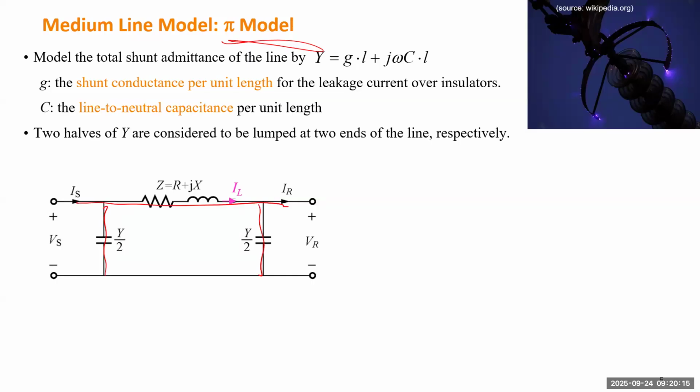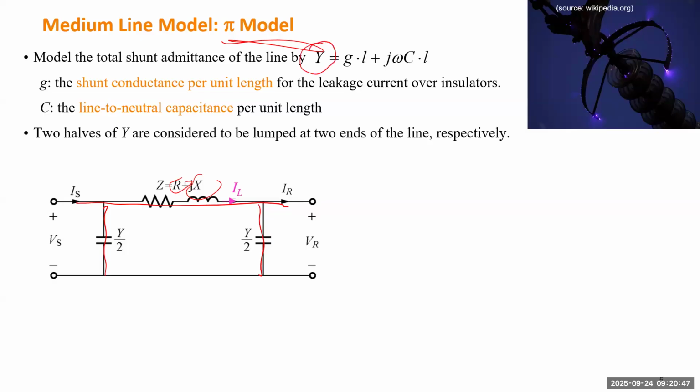So it has a series resistance and a series reactance. The resistance depends on the resistance of the line, and the reactance depends on the inductance of the line. And also we have the shunt admittance to the ground, but because we want to make this model symmetric for the receiving end and the sending end, we split the total shunt admittance into half.